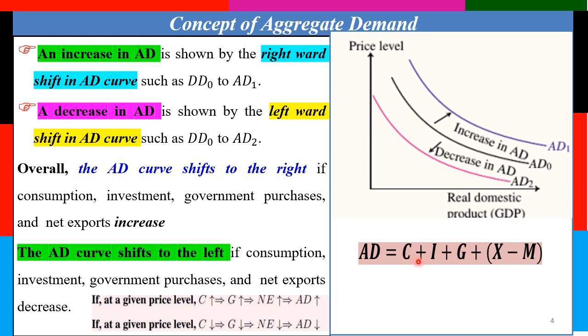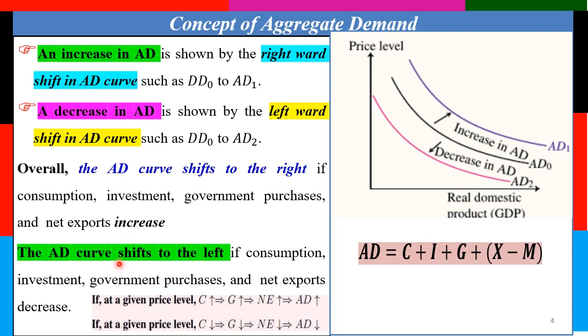If those variables increase, consumption increasing, investment increasing, government expenditure increasing, net export increasing, then the aggregate demand curve shifts to the right, from the black line to the blue line, to the right.